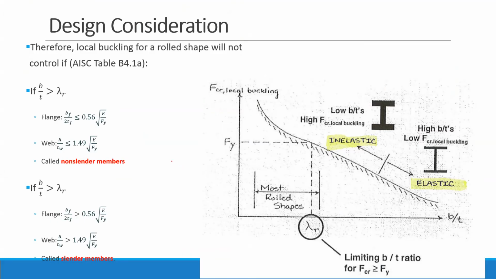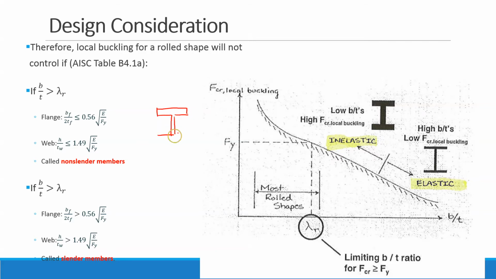And because of local buckling, we define the member as a non-slender member or a slender member. So if the width to thickness ratio for both the flange and the web is less than the limit, then we call it a non-slender member. If one of the elements of your shape has a width to thickness ratio that is greater than the limit, then we call it a slender member.